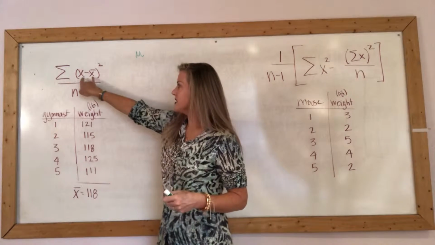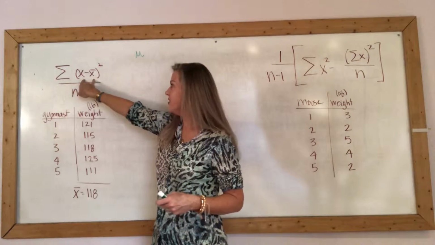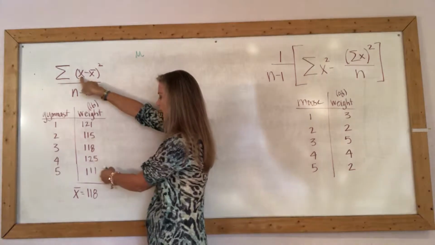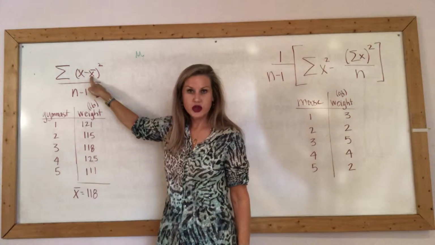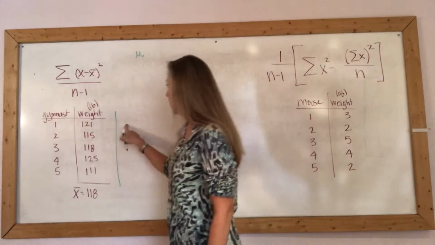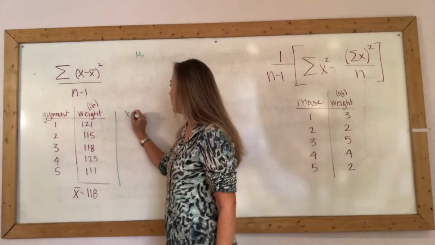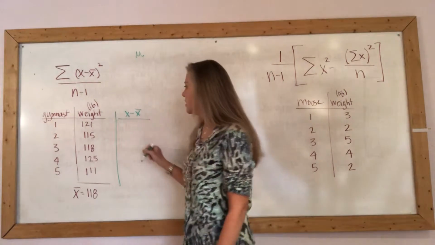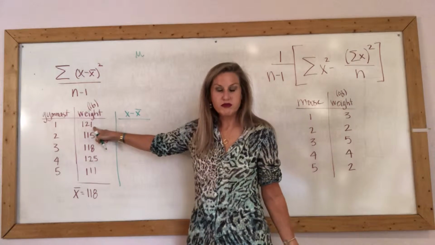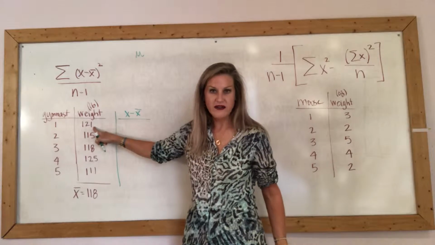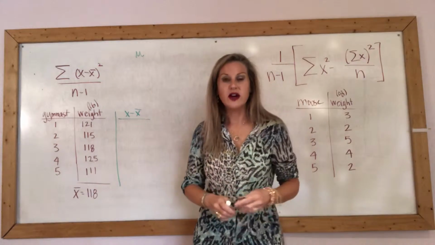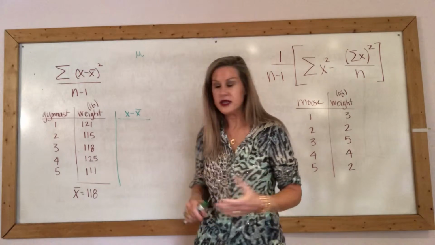So this first part says, we've got to start here in the parentheses, and this says, from each individual weight, I'm going to subtract the mean. So if I do that, I'll make that as a new column, and let's call that X minus X bar. So that means that I'm going to take this value, X just means each individual subject's value for that variable. So in this case, each individual gymnast's weight.